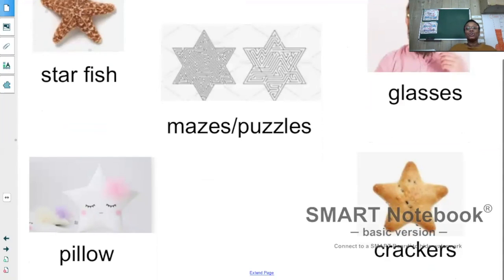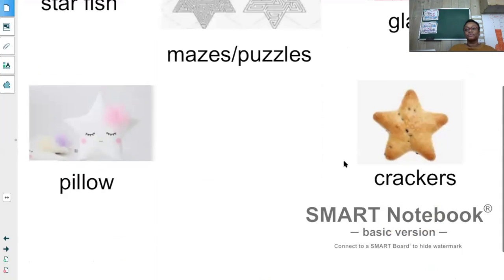We can have crackers that can be shaped like stars. So certain foods. We can have a pillow, like a throw pillow that can be shaped like stars. Maybe you guys even tried star fruit. That's shaped like a star.